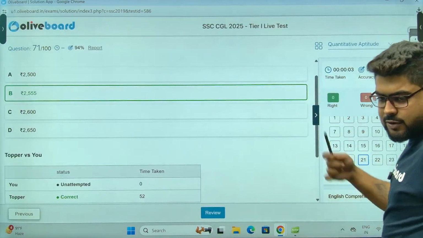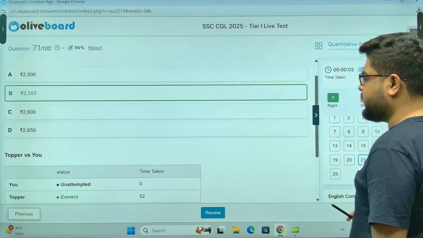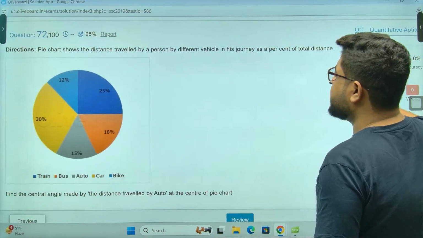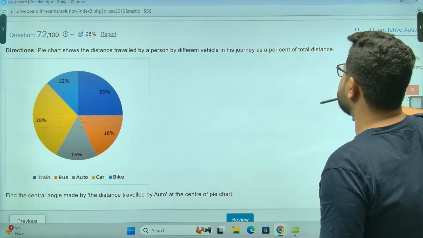Perfect. I've also done it like that. Only the unit place has to be 5. The unit place must be 5. Very simple.